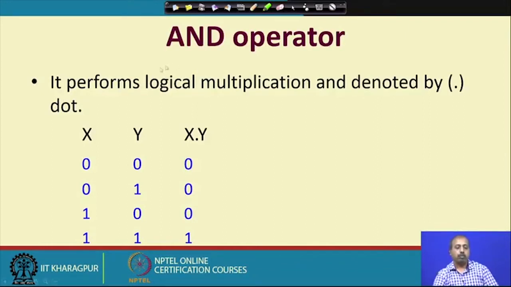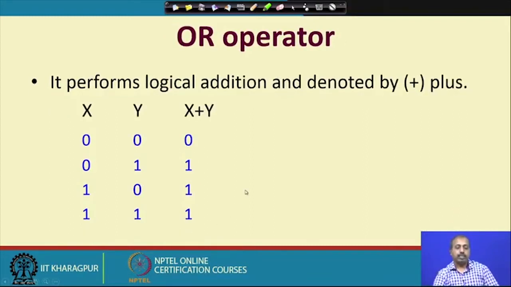Okay. So, that is a two operand operator. It takes two operands x and y, and depending upon the operands' values the result is produced, and this is the rule. If both the operands are 1, in that case only the output is 1, otherwise the output is 0. Next, another fundamental operator, which is known as the OR operator.